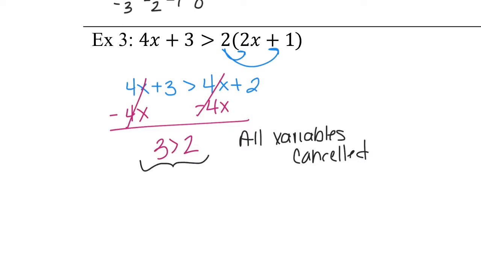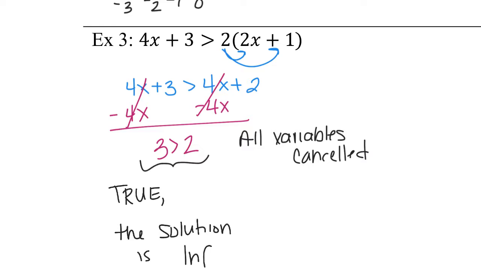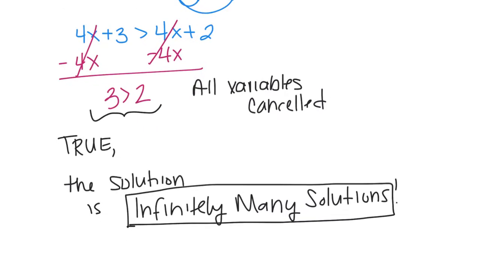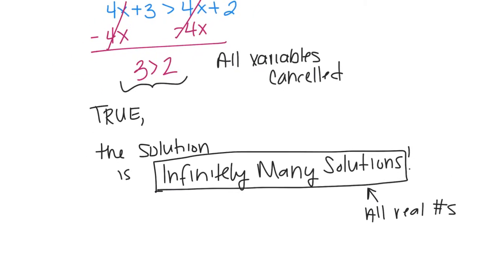So I have this statement here. The way this is read is that 3 is greater than 2. So we ask ourselves, is that true? Since, yes, this is a true statement, that means the solution is infinitely many solutions. So there's all numbers that will make this inequality true. Remember, another way you could write this is all real numbers. Both of those mean the same thing, infinitely many solutions and all real numbers.